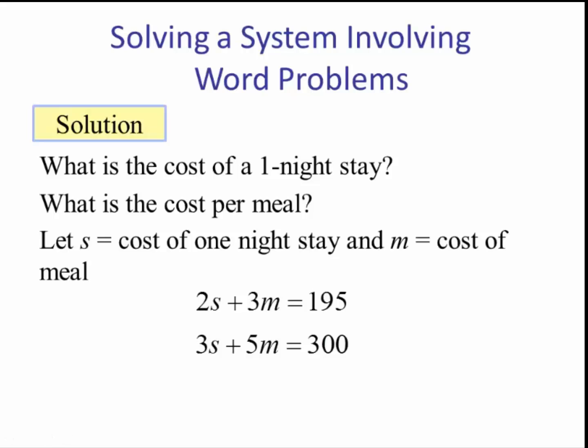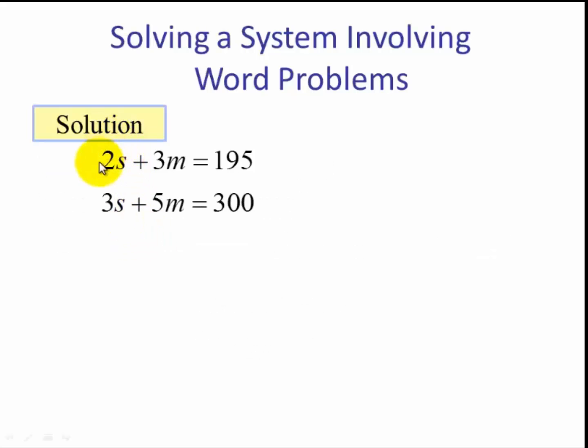So step number 3, to solve this system, it looks like elimination is going to be the easiest to use. So I'm going to eliminate the s's. So we need to multiply this equation and this equation by two numbers where when we add the two equations up, we will get 0. So I'm going to multiply the first equation by 3, and that will make this first term 6s. Therefore, I need to multiply the second equation by -2 to make it -6s.